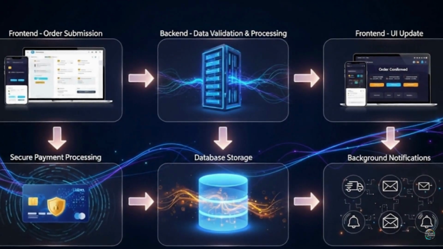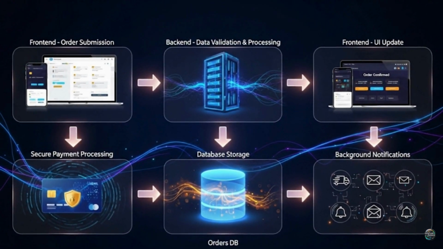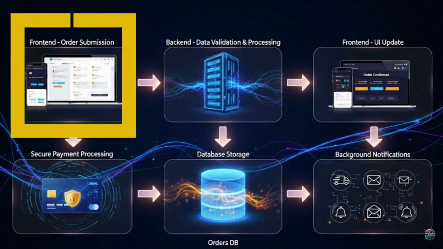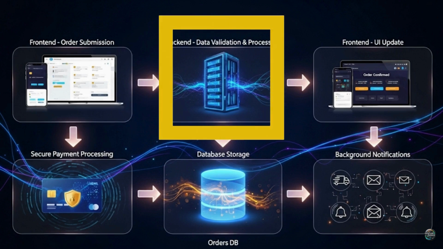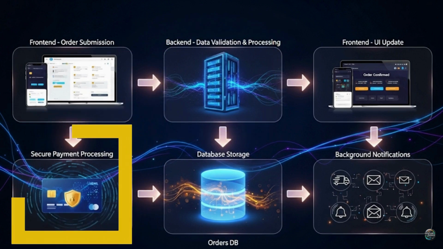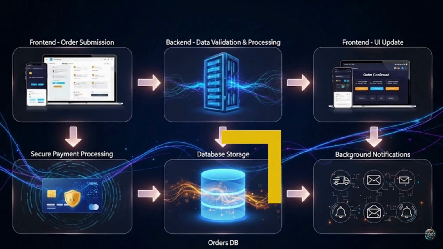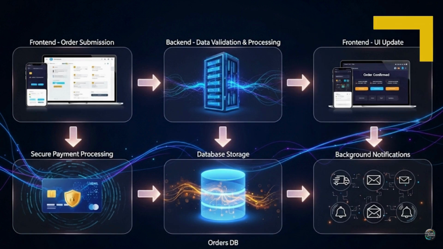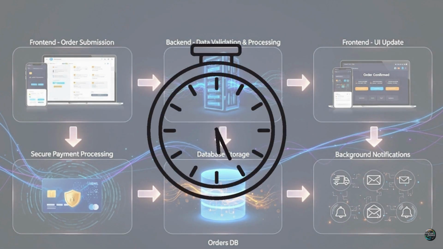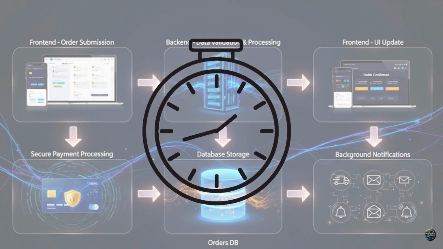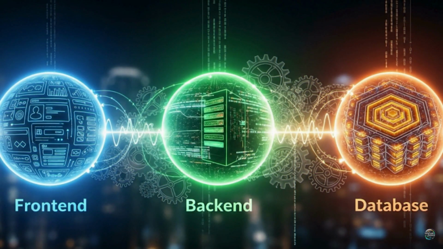So, in short, that one click did all this. Frontend sent your order data. Backend validated and processed it. Payment was handled securely. The order was saved to the database. UI was updated in real time. Background systems were notified. And all of this happened in under 2-3 seconds. That's the power of full stack engineering. Front end, back end, and database working together smoothly.